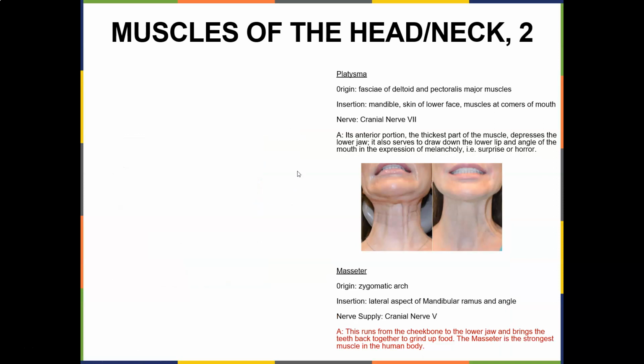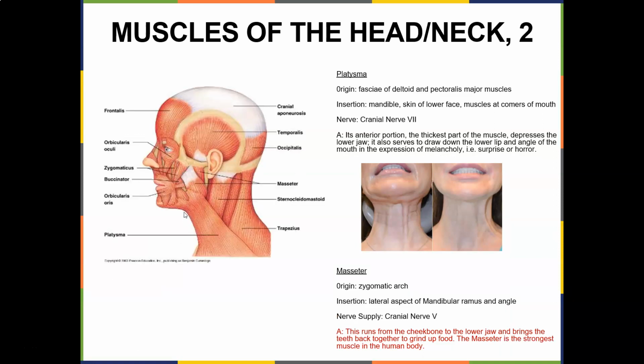Now the platysma, if you look at that, that's right in here. Where does it originate? Fascia of the deltoid and the pectoralis muscles. So again, muscles can also originate on other muscles and fascia. Inserts on the mandible, skin of lower face, and muscles at the corners of the mouth. So it's innervated by cranial nerve 7.